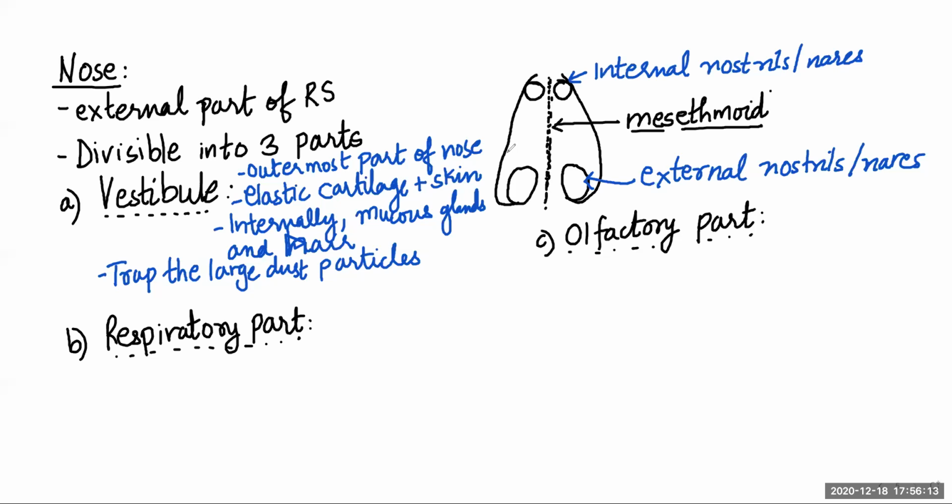Right? So the vestibule is the outermost part of the nose, made up of elastic cartilage and skin. Internally it is lined by mucus glands and hair. It traps the dust particles. The respiratory part is the bony part of the nose, or I can say it is the bony middle part of the nose. The inner lining will have a lot of capillaries. So the respiratory part is rich in capillaries.